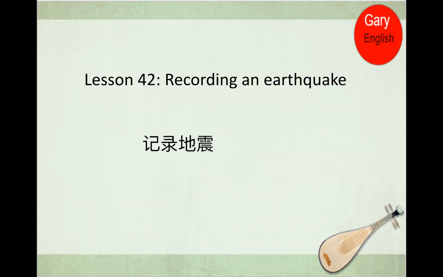Lesson 42, Recording an Earthquake. First listen and then answer the following question. What does a pen have to do to record on paper the vibrations generated by an earthquake?